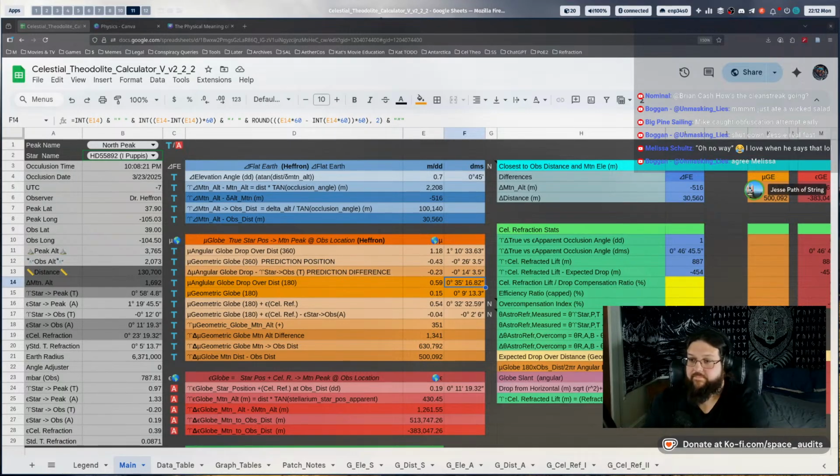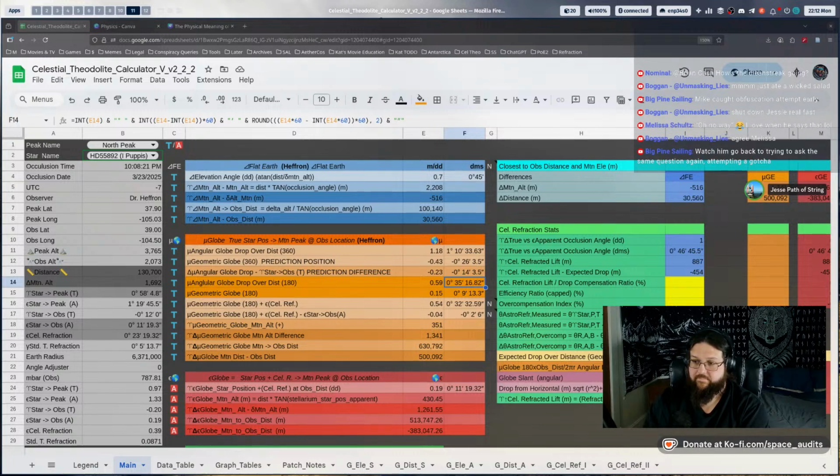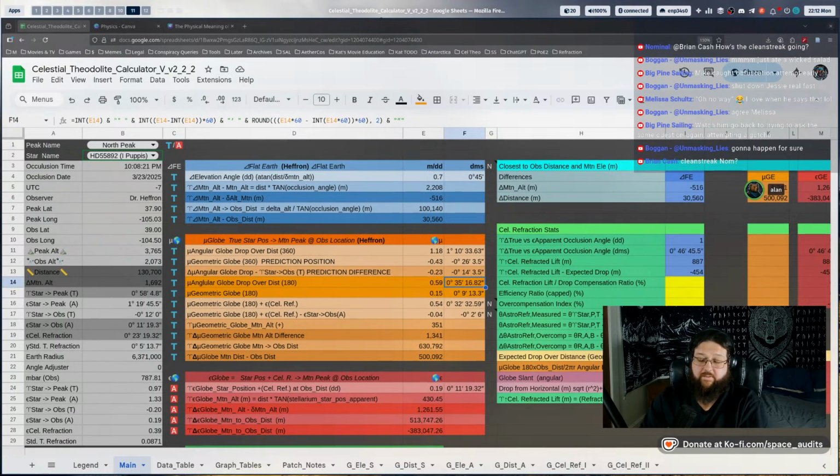So, am I understanding correctly that every flat earther that wants to use this method to measure the height of a mountain has to use globe drop? Nope, that doesn't make any sense at all. All you do is wherever the peak is, observe the occlusion, go to Stellarium, see where the star was at.